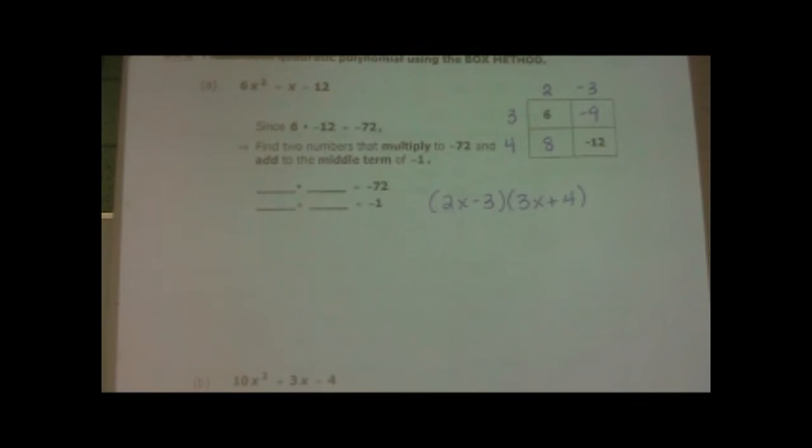All right, let's do another example. So here I've got 10x squared plus 3x minus 4. The 10 goes here. The negative 4 goes here. Multiply them together and I get negative 40. I need two numbers that multiply to negative 40 and add to my middle number, which is 3. And off the top of my head, I don't think I know what this is.